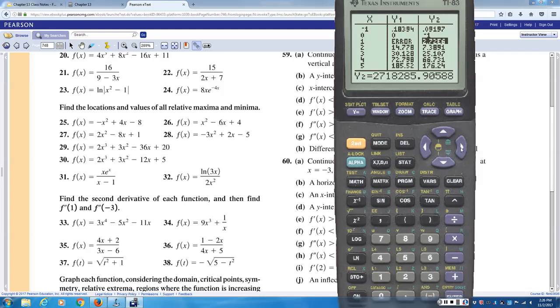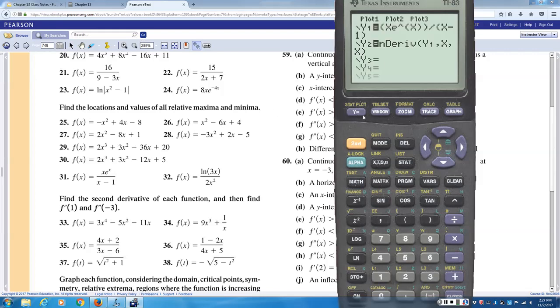So how would you answer the question, find the locations and values of all relative maxima and minima for problem number 31? What would you say? It has no relative maxima or minima. It doesn't have a maximum value. It doesn't have a minimum value because its derivative is never going to be equal to 0. And you can actually show yourself that the derivative is never going to be equal to 0.